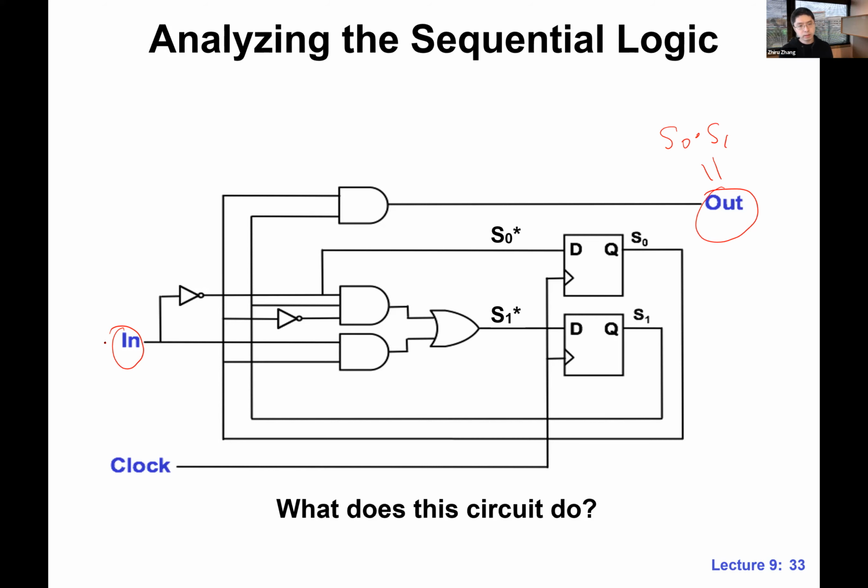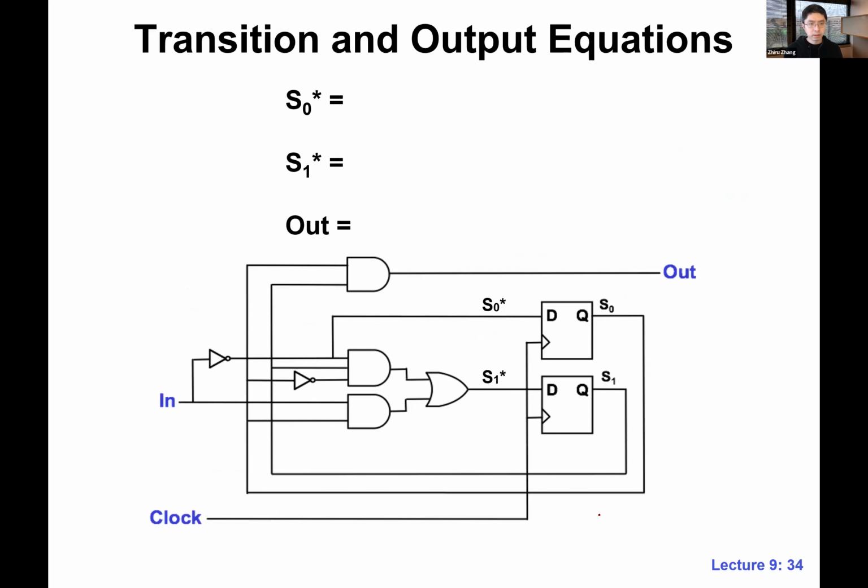But what exactly is the circuit doing? In some cases, we can try to make sense of something complex like this. So what does this do? How do we go about this? We already know that out is S1 and S0. So maybe you can also try to figure out what exactly the next state is. What is S0 star?